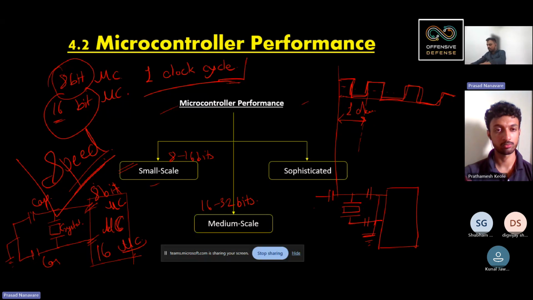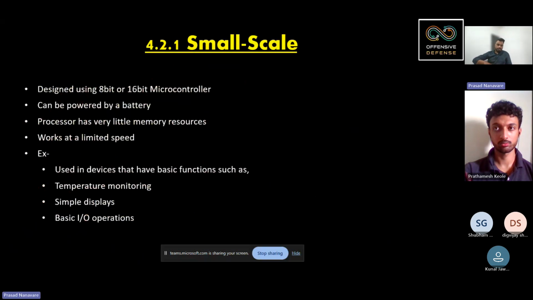Now you must be recalling a little of what we studied in the last lecture, this small scale, meaning 8-bit, 16-bit. Do you remember this? Yes, sir. Okay, good. So in small scale, this is the classification based on performance. Of course there will be smaller processors, right, which process just 8 bits or 16 bits. Design using an 8-bit or 16-bit microcontroller can be powered by battery.